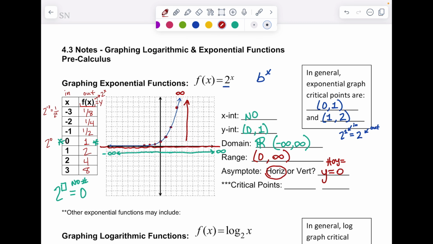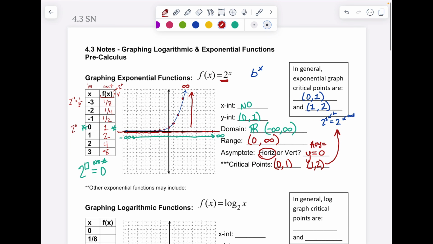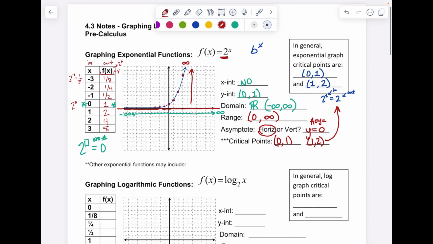Now our critical points, just like we said up here, are (0, 1) and (1, our base), which was 2. So this is our parent exponential function when the base is 2. It will change slightly if the base is different. If it was a 1 or a 3 or a 4 or any other number, it would change slightly, but in general, it's going to follow these guidelines.